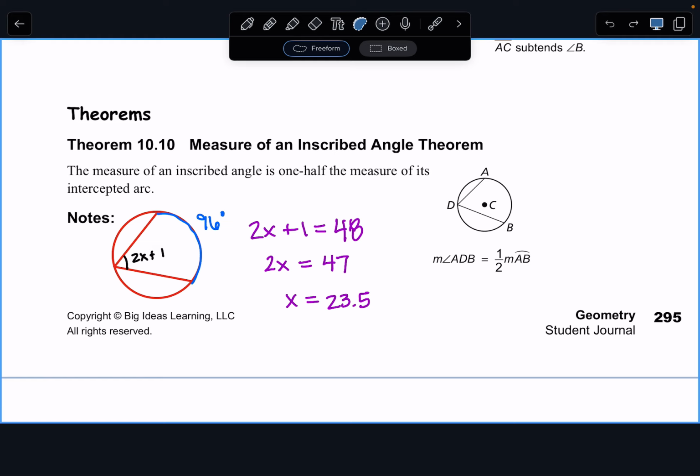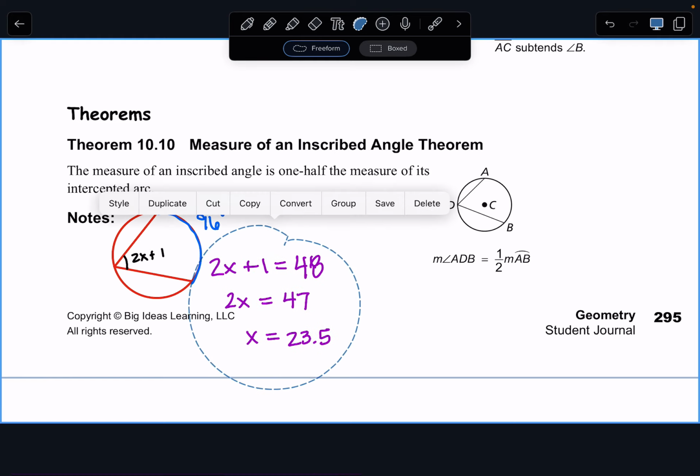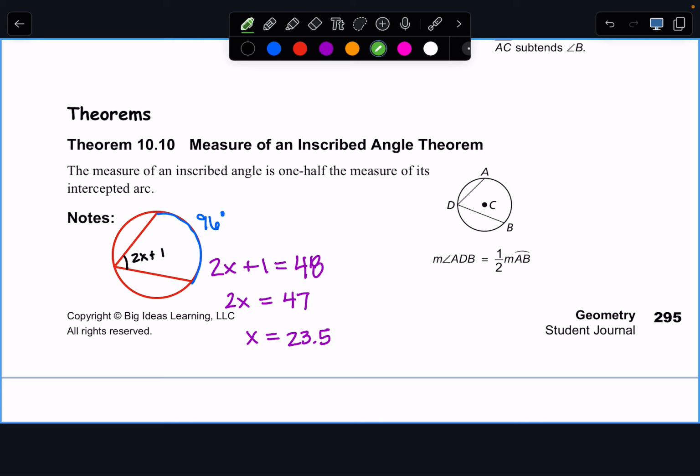I've had a lot of people ask, couldn't you just double it? Well, sure. You could say the entire 2x plus 1 can be doubled to equal 96. Here's the deal with this, though. You have to make sure you're doubling the whole thing. Since it's an algebraic expression, I have to make sure that 2 gets distributed to the whole thing. So 4x plus 2 equals 96. 4x equals 94. x equals 23.5. Yes, both ways work. You do what you feel is comfortable for you.